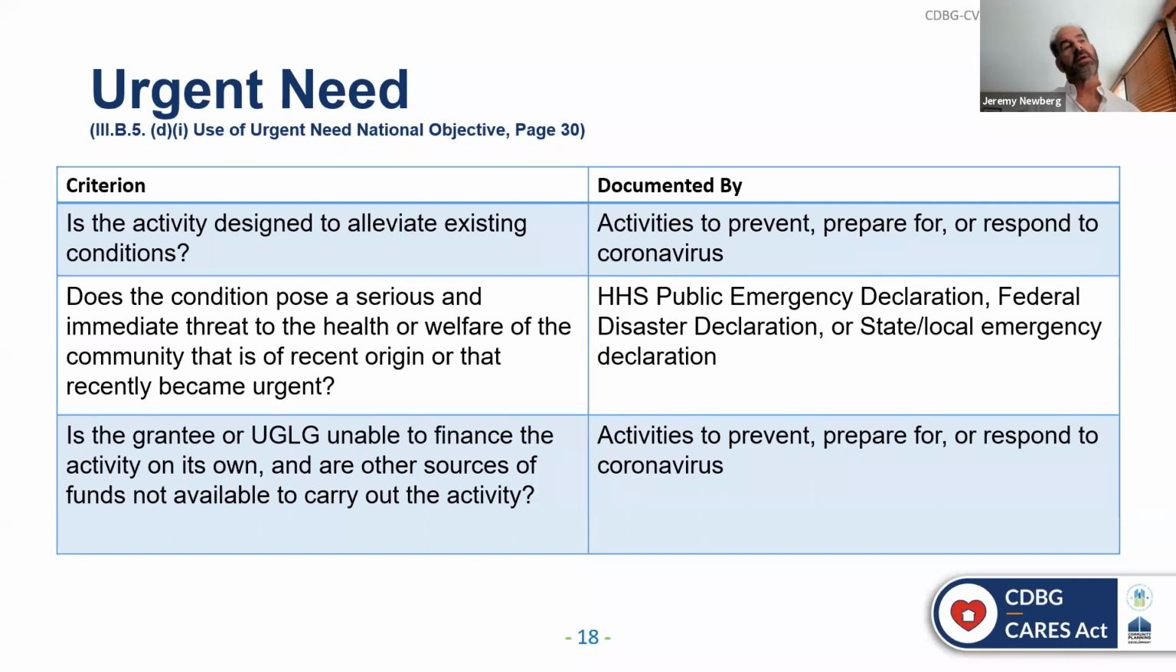So let's say you want to help a small business that's not located in a low-mod area, and you want to do it under urgent need for working capital assistance. Well, if PPP is open or an economic injury disaster loan is available or other grants, what is the unmet need that CDBG is filling? Okay, that's one way to look at it.